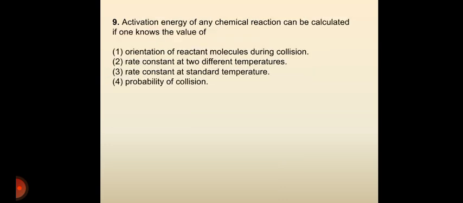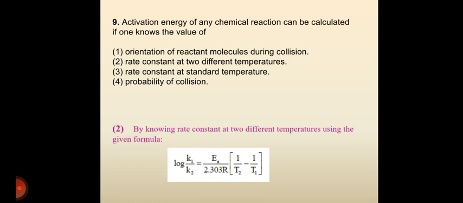So the next question is, activation energy of any chemical reaction can be calculated if one knows the value of. The correct answer is option 2. We can calculate activation energy by knowing the rate constant at two different temperatures using the following formula, where K1 and K2 are the rate constants, T1 and T2 are temperatures, Ea is the activation energy and R is the gas constant.